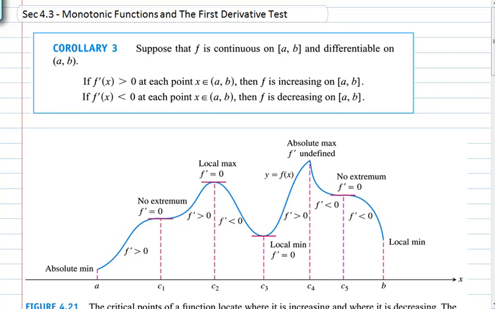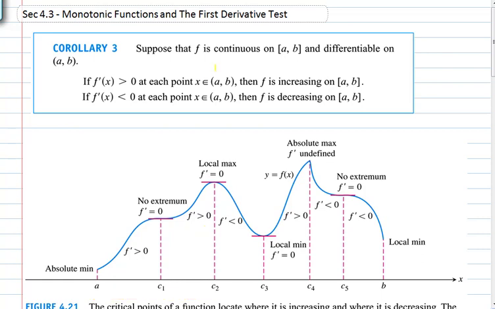All right, section 4.3 is monotonic functions and the first derivative test. Monotonic just means increasing everywhere or decreasing everywhere. Okay? So in the interval from A to C2, this graph would be monotonic because it's increasing everywhere. Do you see that? From A to C2.